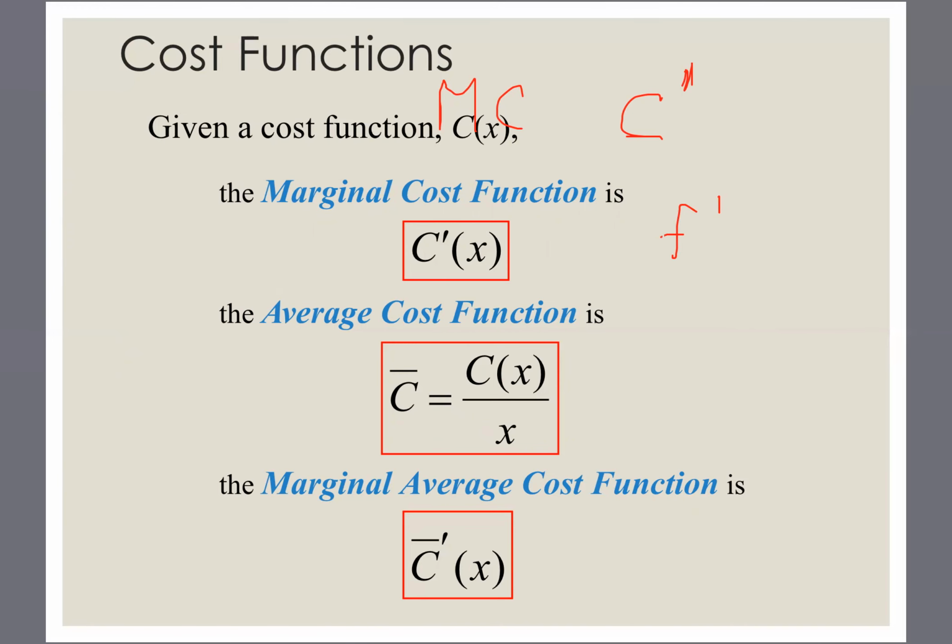That means derivative function. No? So this one we can also use for the marginal cost function. Therefore we can use C dash or MC for the marginal cost function, and also for the marginal average cost function we can use the notation C bar dash, right?